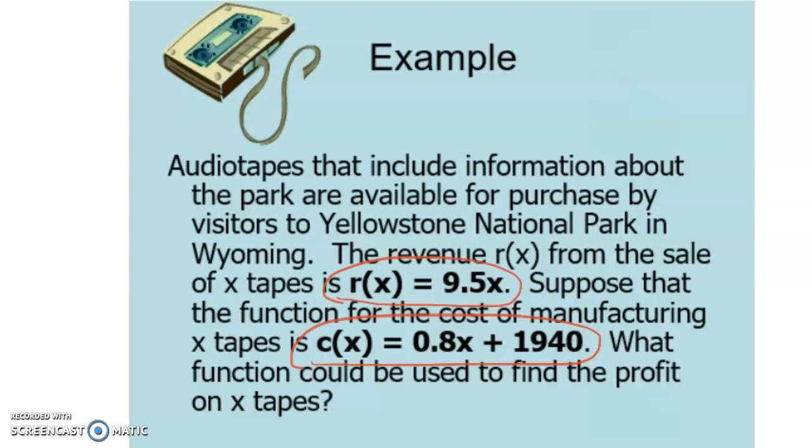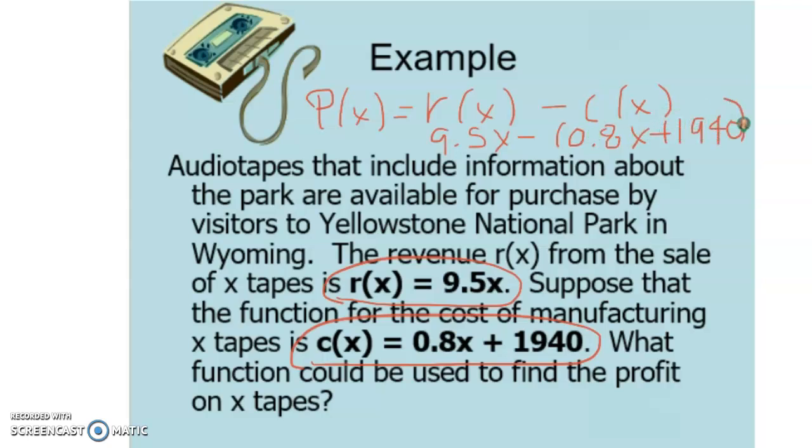You're supposed to be thinking in your head, or maybe trying on your paper. But my profit, which I'm going to call P of X, should be if I took my revenue, so all the money that came in, minus what it's costing me. Now, when you are doing that, you can go ahead and plug in this 9.5X and the minus 0.08X plus 1940. Make sure you distribute that minus sign though.